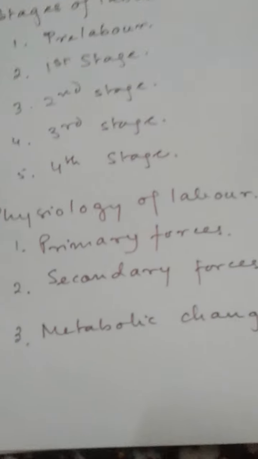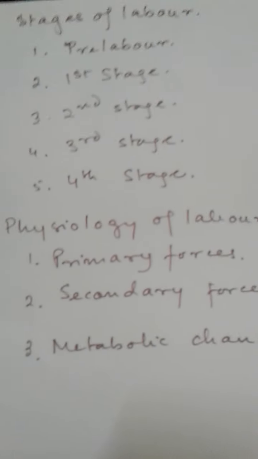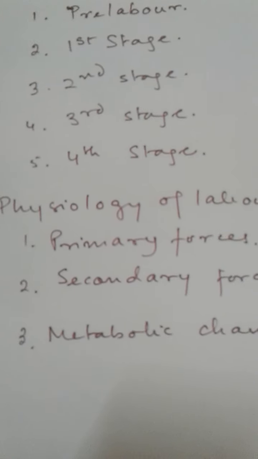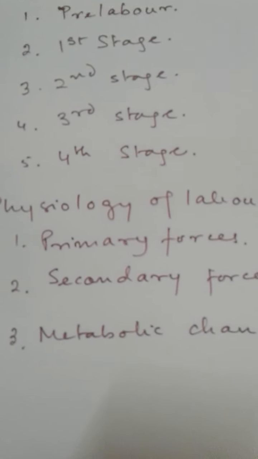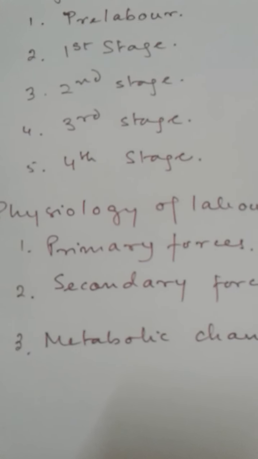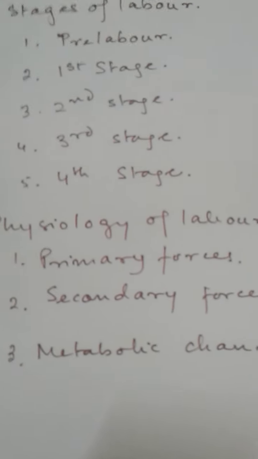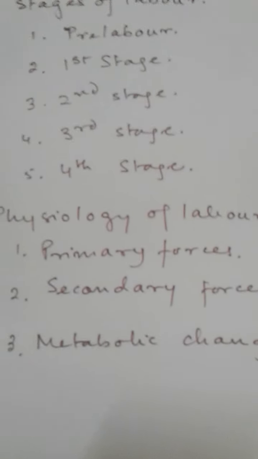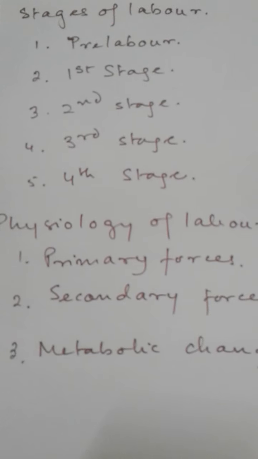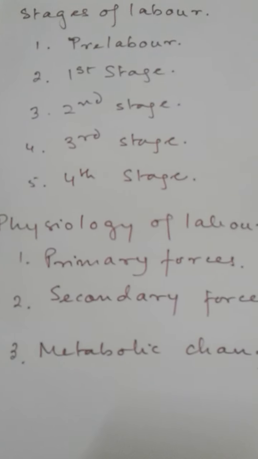The first stage starts from the onset of true labor pain to the full cervical dilatation. It has a duration of about 12 hours in primigravida, while it is 6 hours in multigravida. The second stage again starts from the full cervical dilatation to the delivery of the baby. It lasts for 2 hours in the primigravida and 30 minutes in multigravida.